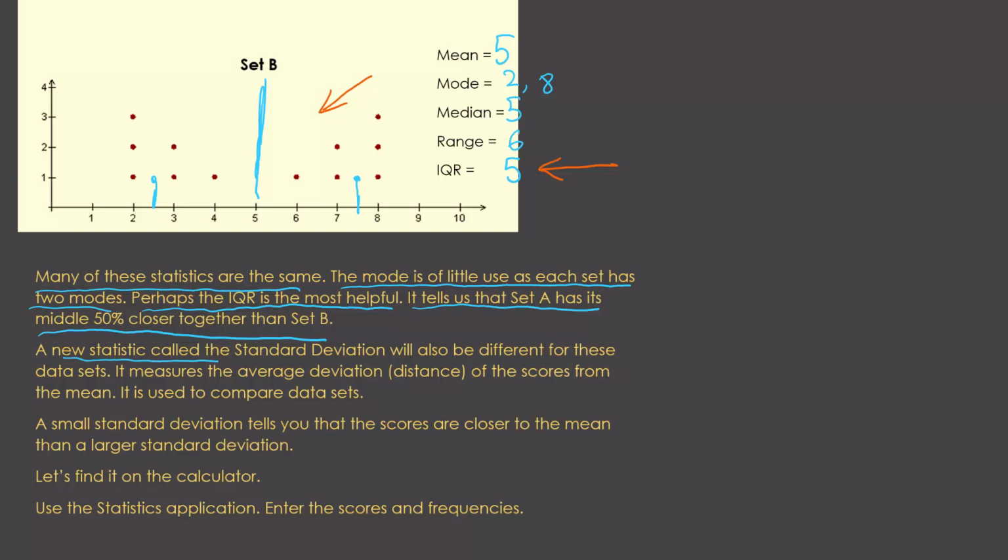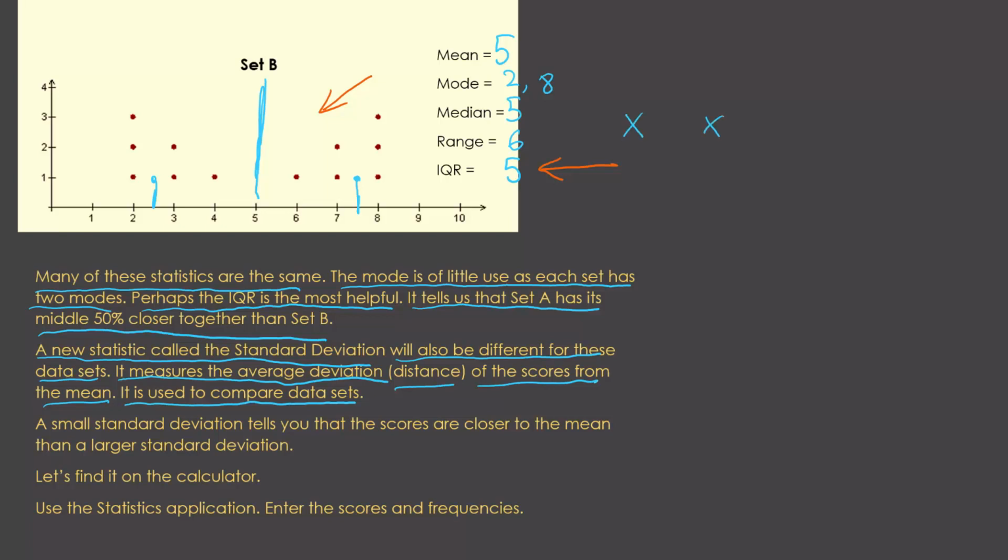A new statistic called standard deviation will also be different for these data sets. It measures the average deviation or distance of the scores from the mean. It is used to compare the spread of data sets. So like range and interquartile range, it's a measure of spread. Like the mean, it uses all of the pieces of data. I'm going to give a very brief explanation.